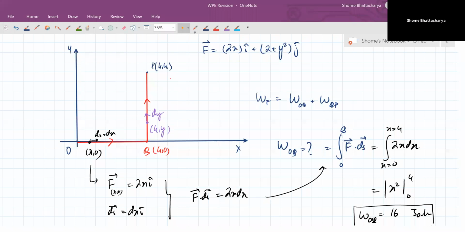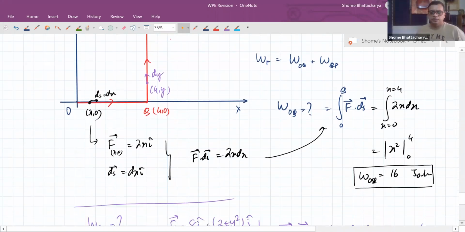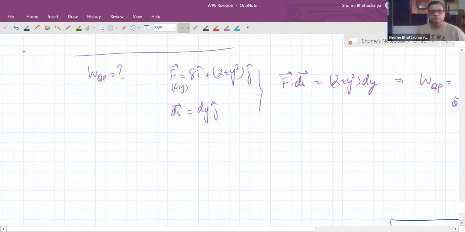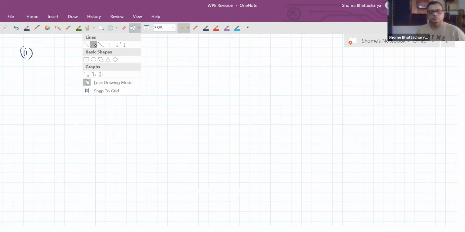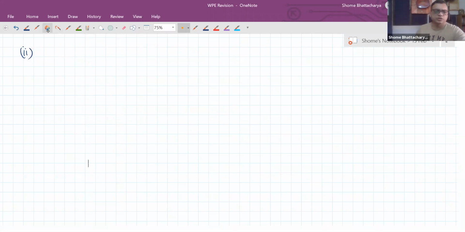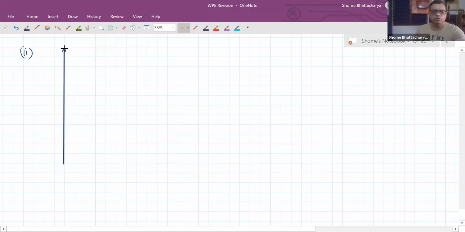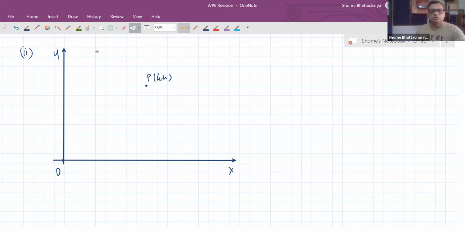Now let's understand the work done in the second path, that is a direct path from O to P. This part of the question is a little bit more tricky because we'll have to use the equation of the straight line itself, which is the direct path from the point O, which was the origin, to the point P, which is the point (4, 4). So now we are talking about this straight line. This is the path we are talking about. This is our path 2.